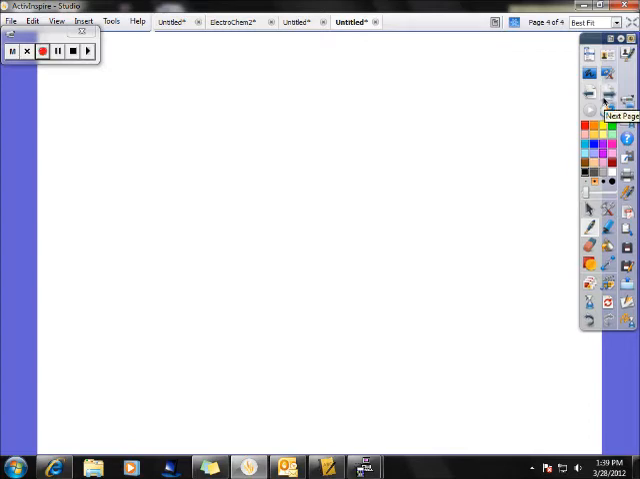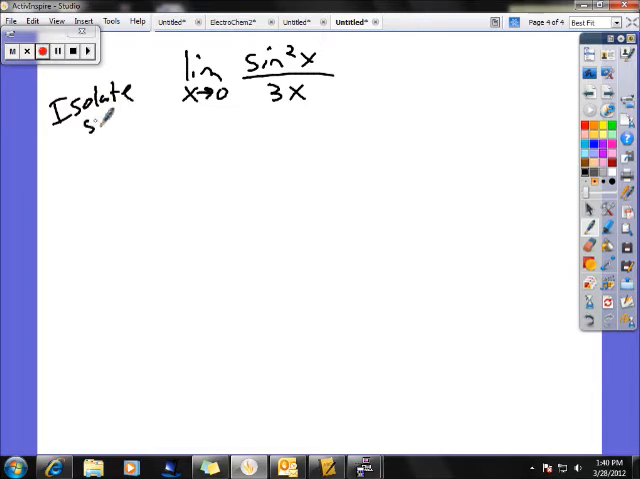That's always better. Let's say we have the limit as x approaches 0 of sine squared x over 3x. When you have something like this, you want to isolate a sine x over x, because that way you can cancel it, because that's 1. So we want to isolate sine x over x so that we can cancel it. What could we do to do that here? Limit as x approaches 0.